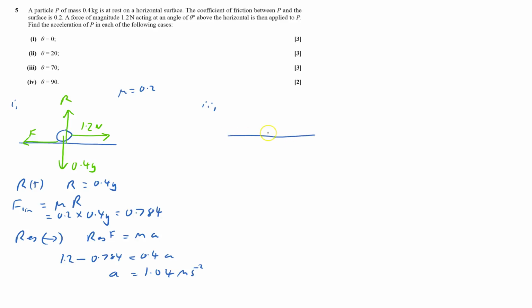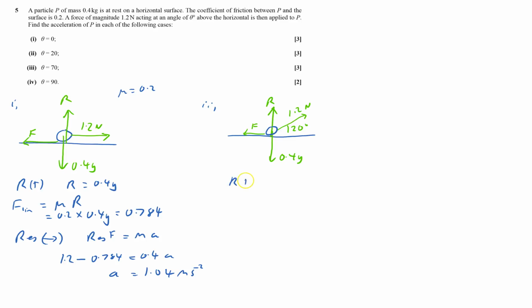And now I've got the second one, part 2. I've still got the same particle resting on a horizontal surface, and put the forces in. So I've got the weight straight down from the centre of mass, so weight still 0.4g. R goes straight up from the surface. It's now being pulled when theta is 20 degrees. It's probably a bit steep, but 1.2 newtons, and that is 20 degrees. And friction obviously opposes motion or desired motion.